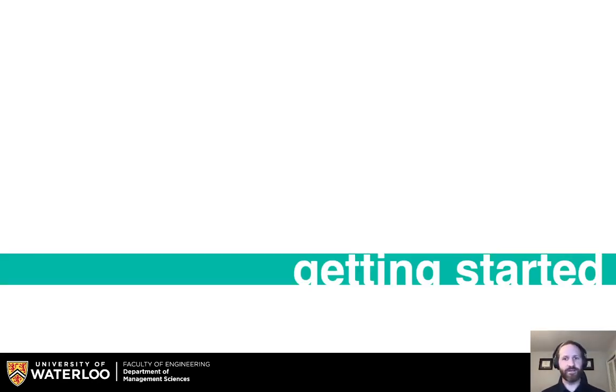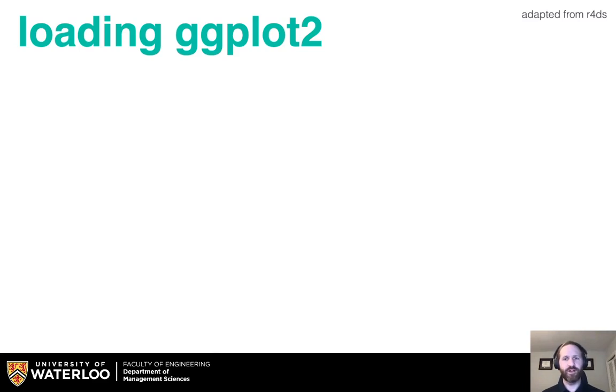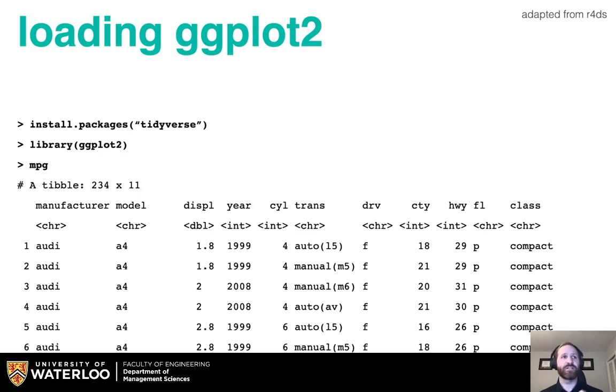So let's get started. Follow along in RStudio as we do some live coding through these slides. So the first way to start is you might want to install the package tidyverse. This is a set of packages that allows you to really work nicely with lots of data. And then library ggplot2, which should already be installed. And you can look at the data set mpg, miles per gallon. This is a tibble, which is a table that has some extra features from the tidyverse.